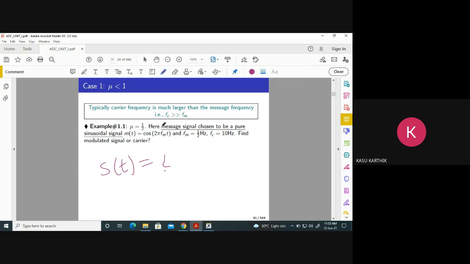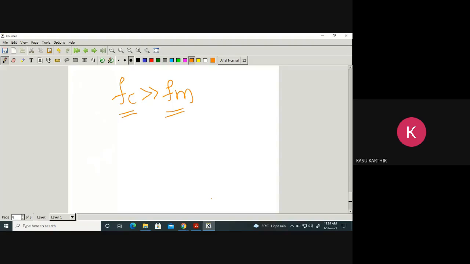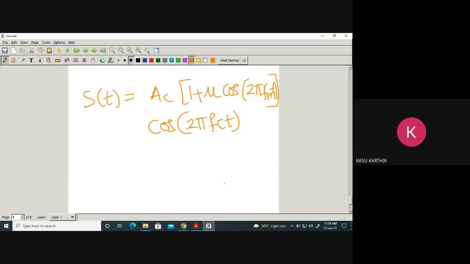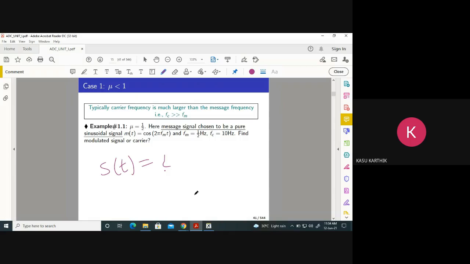The message signal is a pure sinusoidal signal M of t, so it is single tone AM. So what is the single tone AM equation? S of t equals Ac into 1 plus mu cos 2 pi fm t, into cos 2 pi fc t. Everything is given to you, so just substitute.